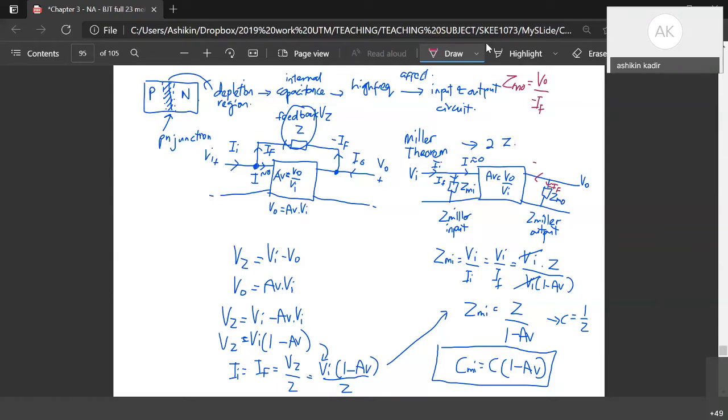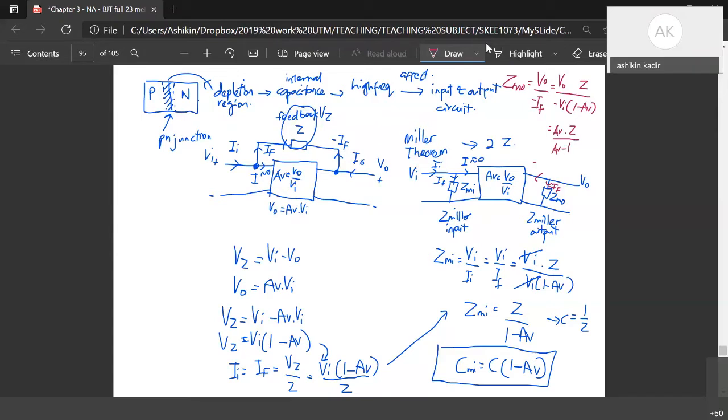So what we get is minus VI in bracket 1 minus AV multiplied with Z. So this one is minus and minus, so you get positive. VO over VI, you get AV. Okay, AVZ. So this is minus, so you multiply with 1 minus AV. Therefore, you get AV minus 1.